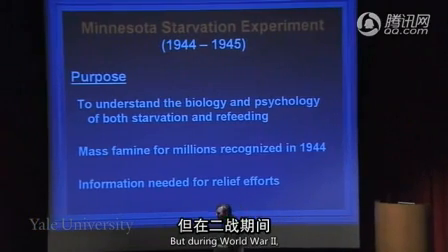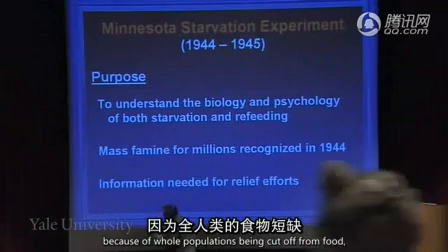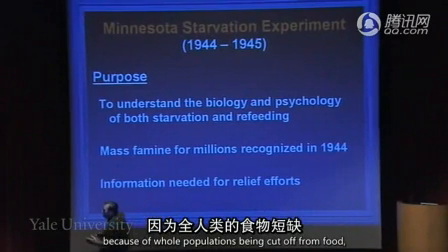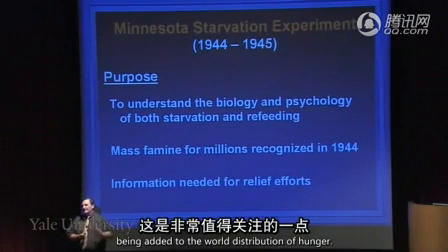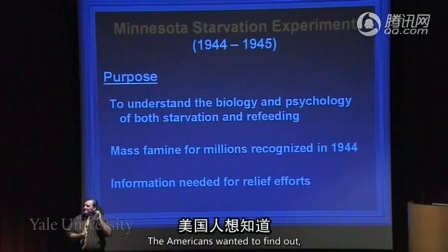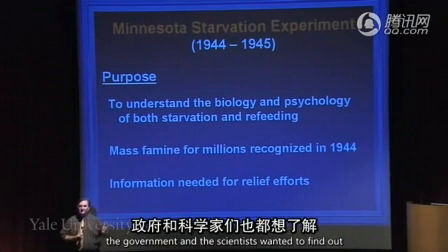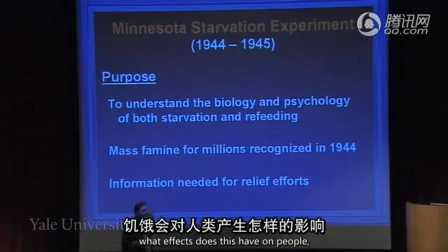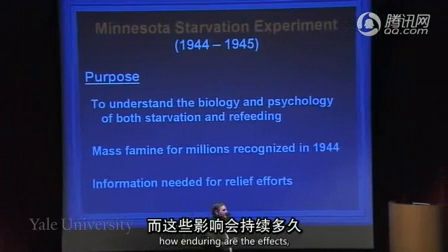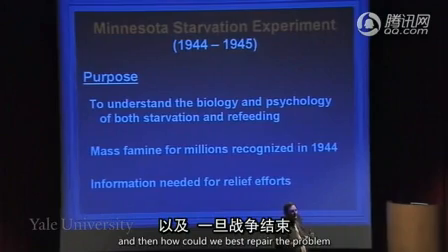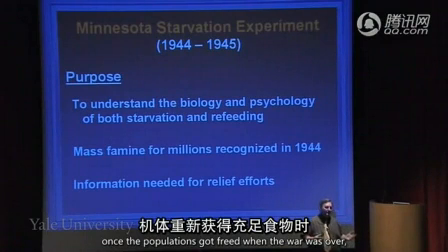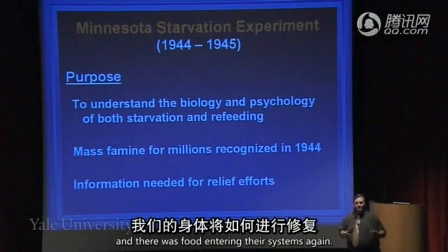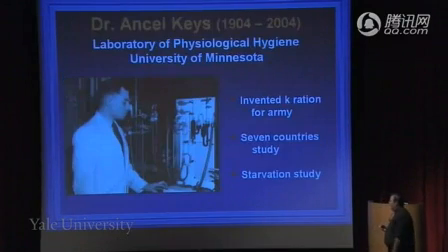But during World War II, because of whole populations being cut off from food, there was a very real concern with excessive numbers of people being added to the world distribution of hunger. And the Americans wanted to find out, the government and the scientists wanted to find out, what effects does this have on people, how enduring are the effects, and then how could we best repair the problem once the populations got freed when the war was over and there was food entering their systems again.